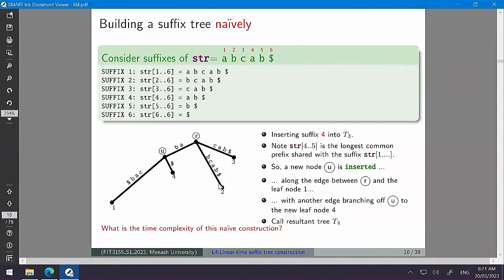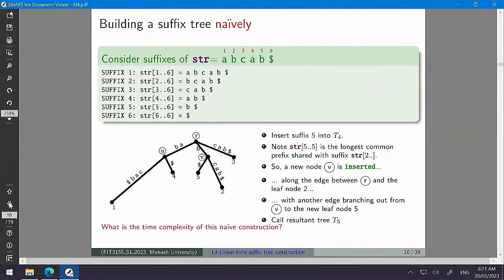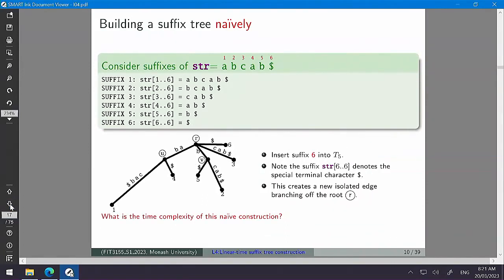It branches off at number 2 after B, correct? Absolutely. So that branches off after B. So B, one goes to $B, the other goes to the original one, B, C, A, B, $, and that's 2. Remember, these numbers are pointing to where these suffixes start, right? So every time you're putting a suffix, the leaves will store where it starts. Finally, you would have $, which is not common to anything, it's a unique character, so it's that.